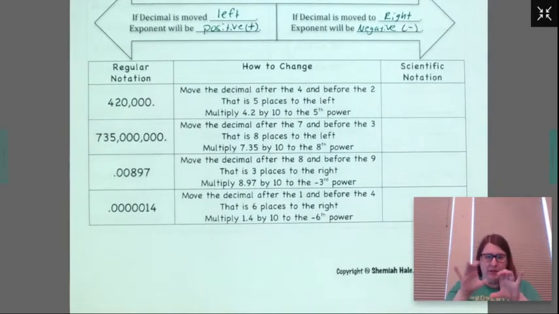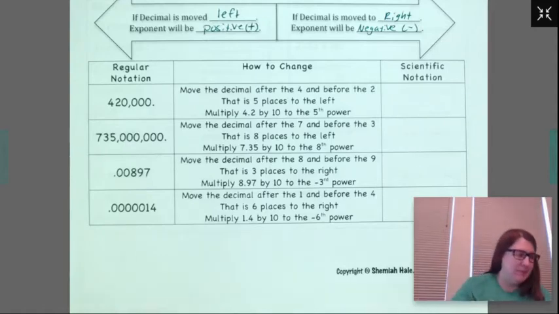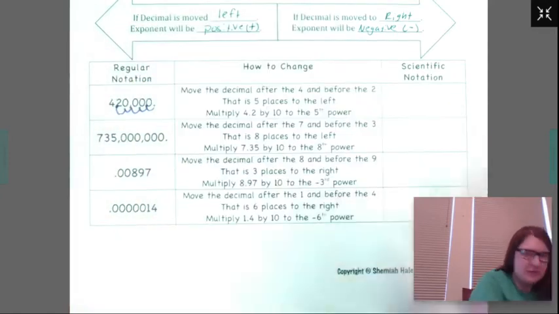So now we'll be doing some of them. So we have 4,200,000. We're going to move the decimal point in between the first two numbers that are not zero. And we're going to move that decimal point, and we're going to count how many times we moved. 1, 2, 3, 4, 5.